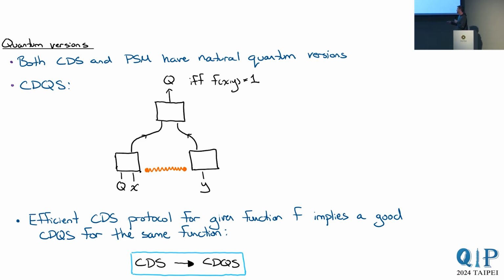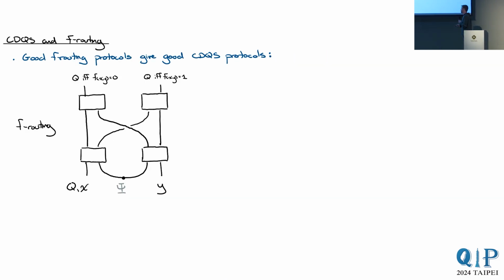This quantum version is implied in a certain sense by the classical version. So if there's an efficient CDS protocol for a given function f, it implies the existence of a good quantum CDS for the same function. And that's basically just by a use of the one-time pad. So the CDS hides classical data, and we can use the one-time pad to hide quantum data using a hidden classical string. Okay. Good. So that's what I wanted to say about information theoretic cryptography and some of the primitives that we might be interested in there.